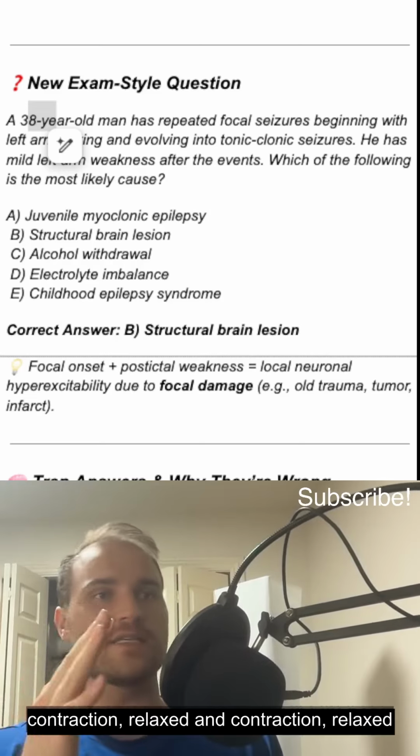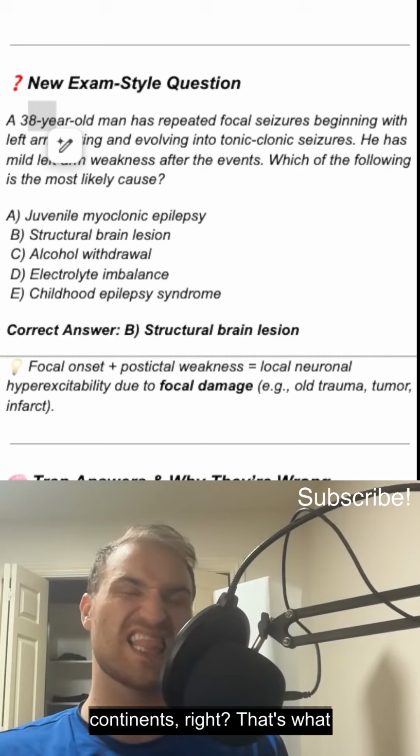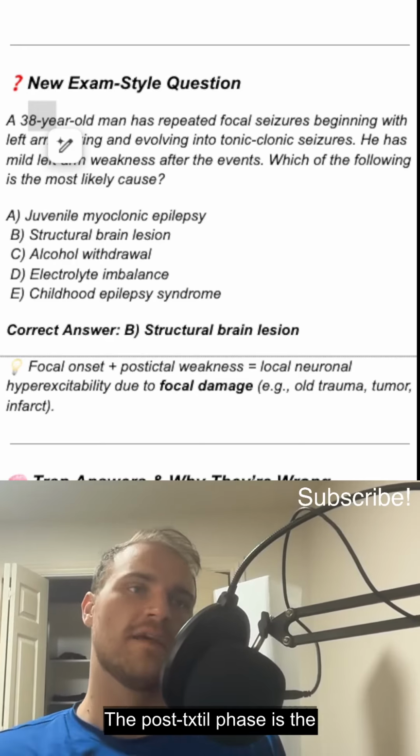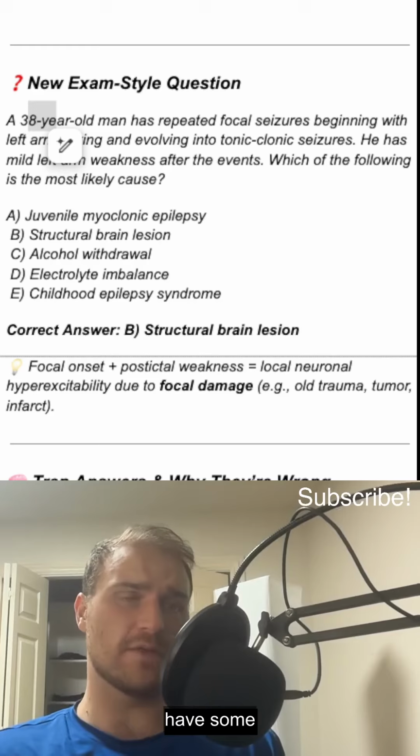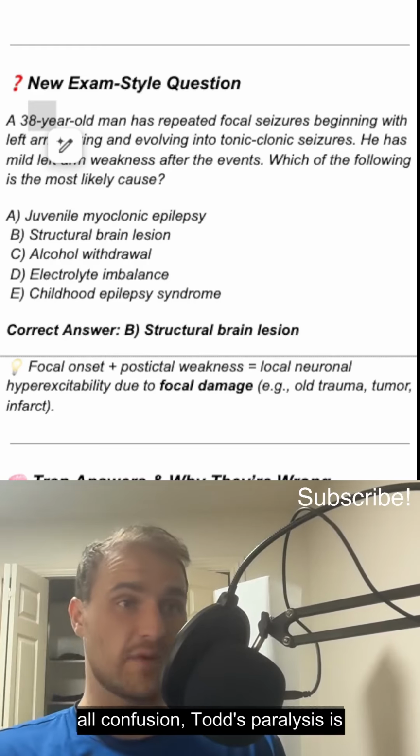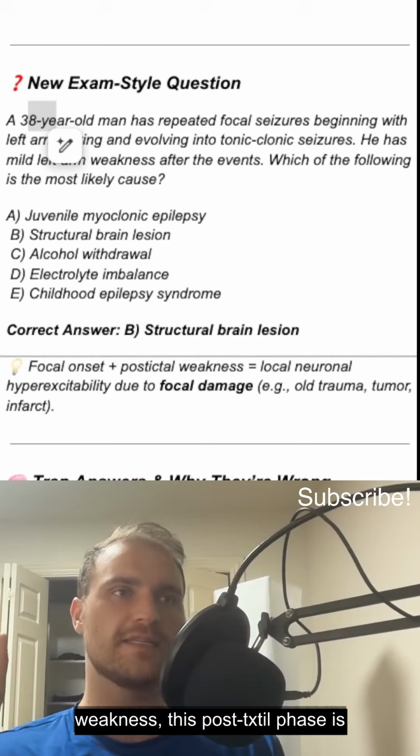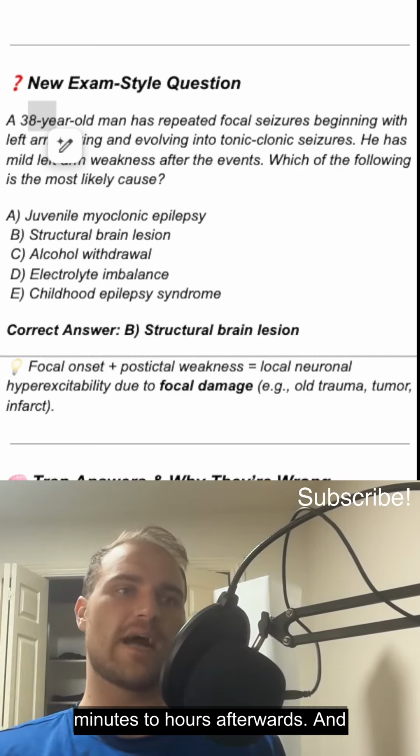Alternating contraction, relaxing, contraction, relaxing. You bite your tongue, and there's incontinence. That's what happens in the clonic phase. The post-ictal phase is minutes to hours afterwards. You have some confusion, and Todd's paralysis, which we talked about, is temporary weakness.